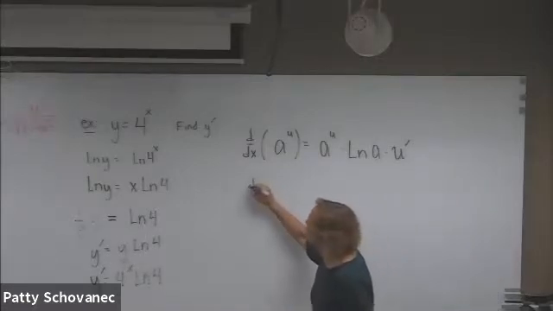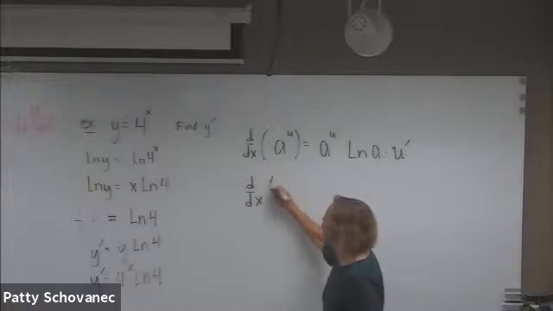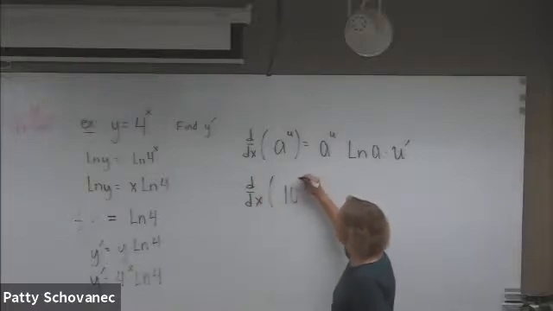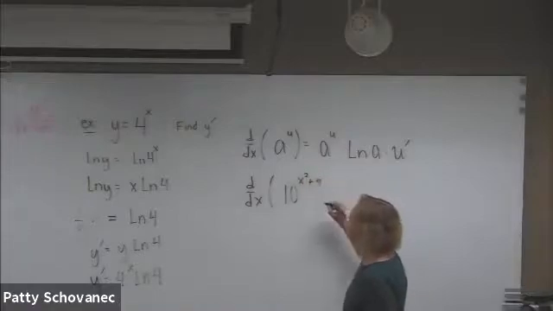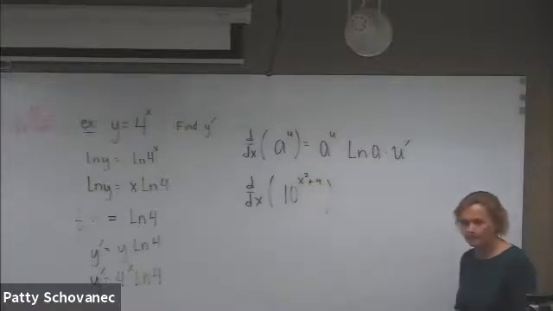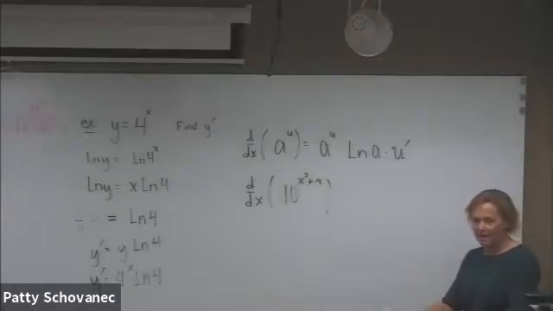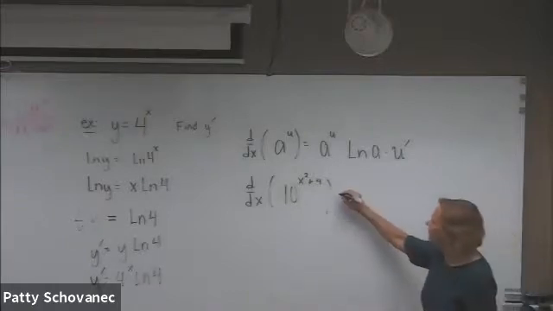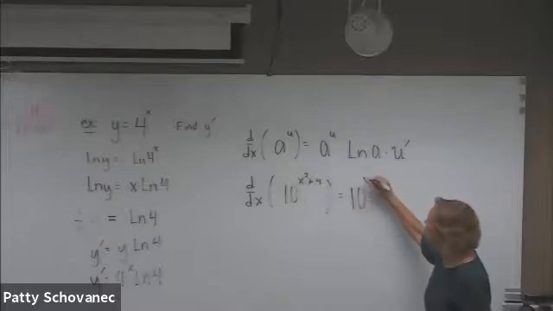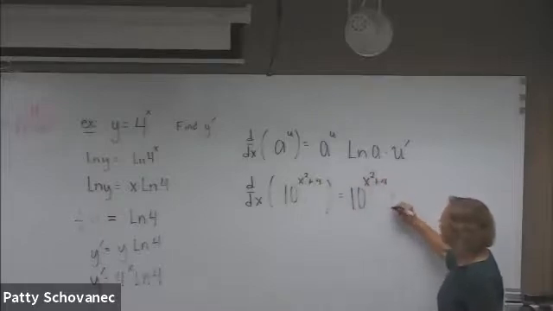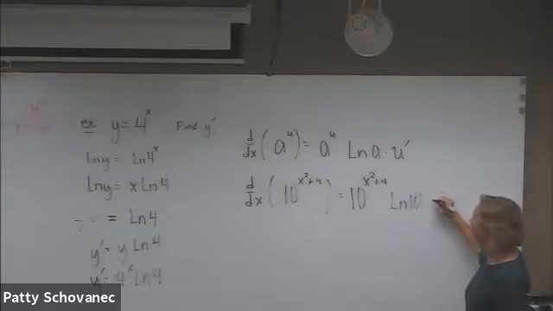So for example, if I want to take the derivative with respect to x of 10 raised to the x squared plus 4, here my a is 10, my u is x squared plus 4. So this derivative should have itself times the natural log of 10 times the derivative of the power. Itself, natural log of the base, derivative of the power.